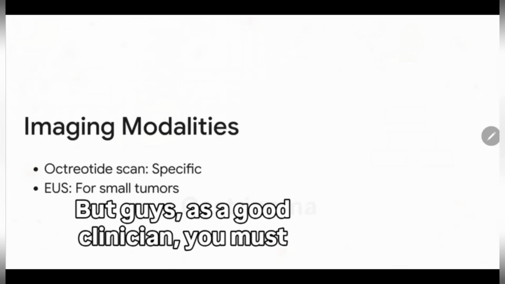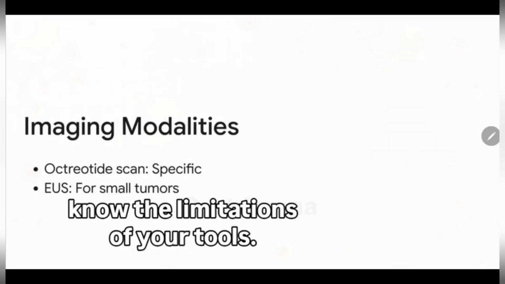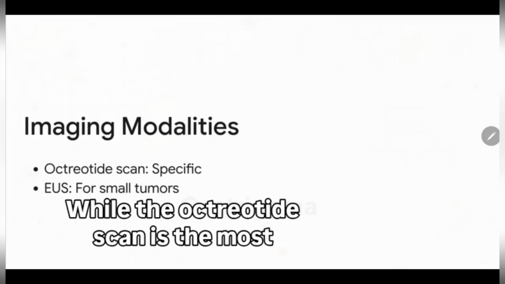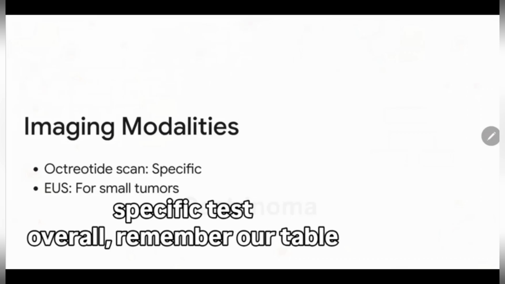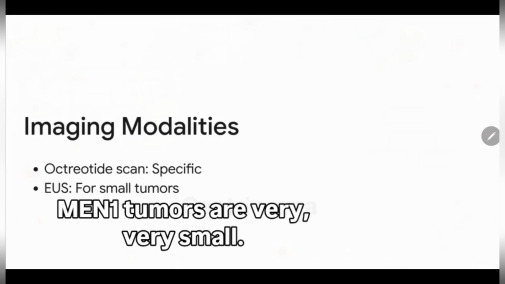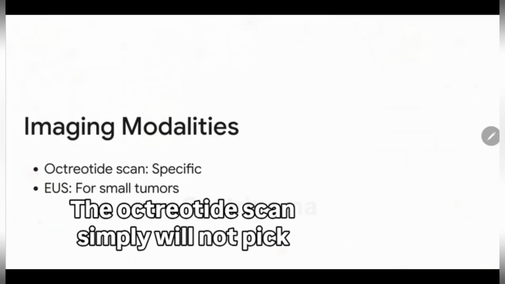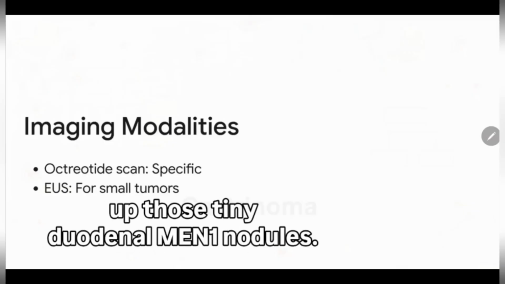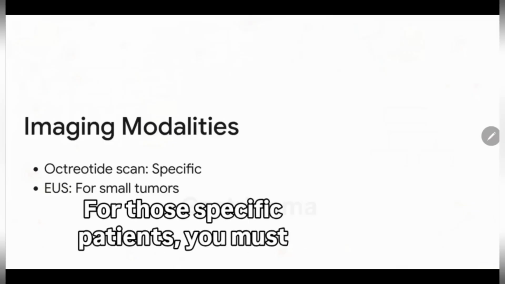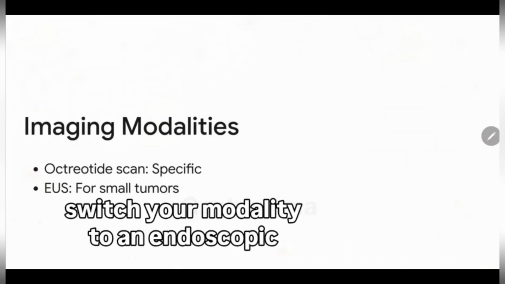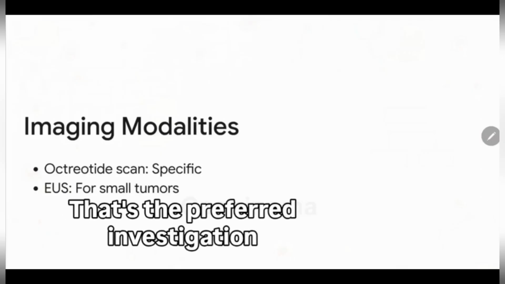But guys, as a good clinician, you must know the limitations of your tools. While the octreotide scan is the most specific test overall, remember our table from earlier? MEN1 tumors are very, very small. The octreotide scan simply will not pick up those tiny duodenal MEN1 nodules. For those specific patients, you must switch your modality to an endoscopic ultrasound. That's the preferred investigation there.